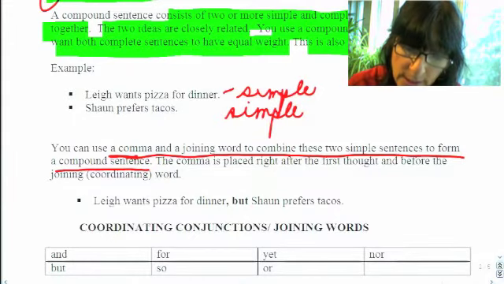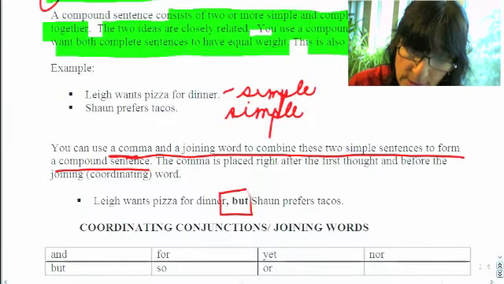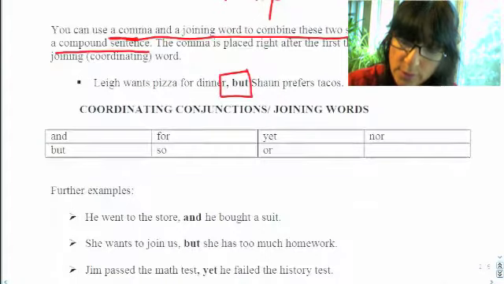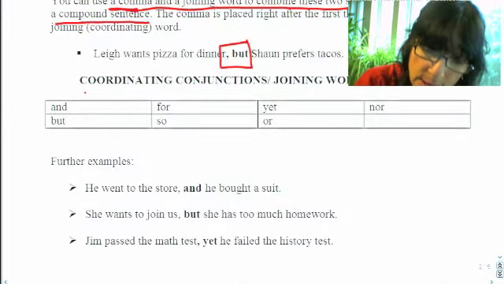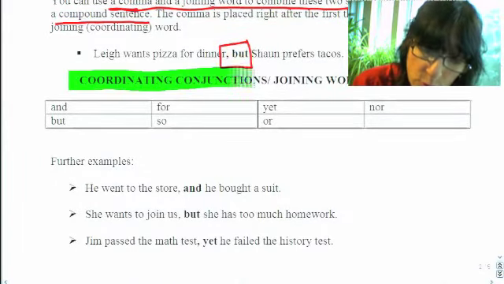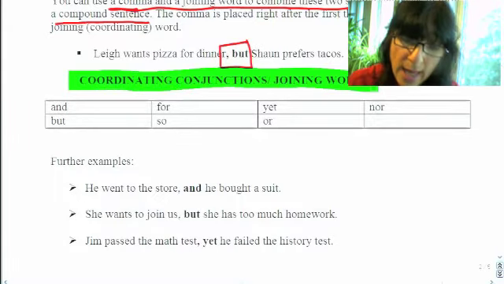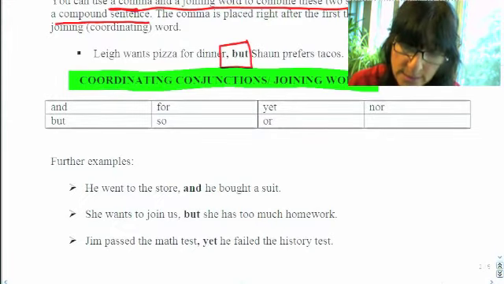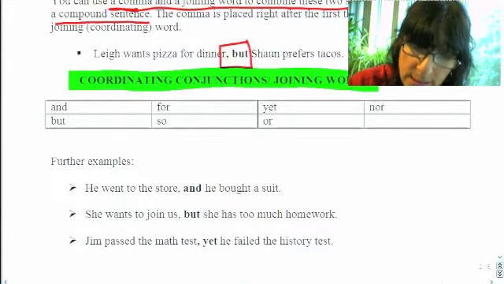So let's look. Lee wants pizza for dinner, comma, and then your next thought, but Sean prefers tacos. So you've joined them using a coordinating word. This is a list of coordinating words, which you should familiarize yourself with. And, but, for, so, yet, or, and nor are all called joining words, and you use them to join two simple sentences. Let's look at some other examples. He went to the store and he bought a suit.